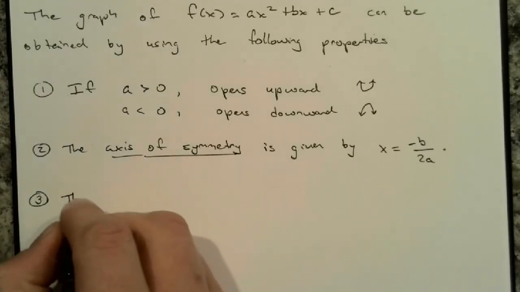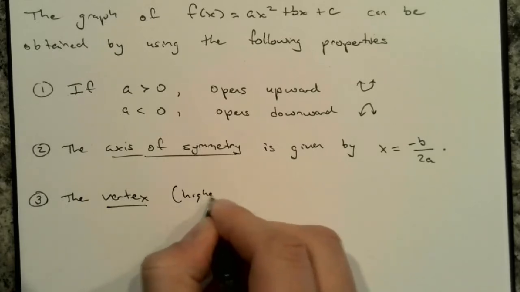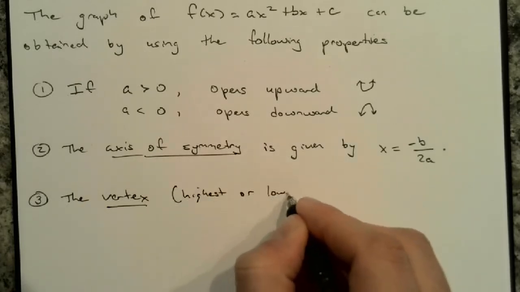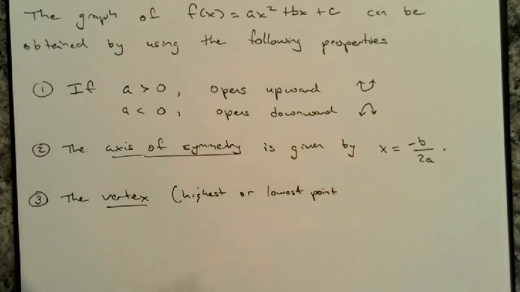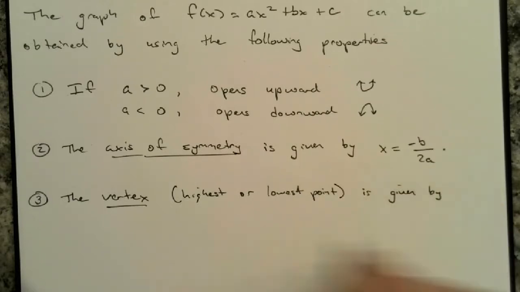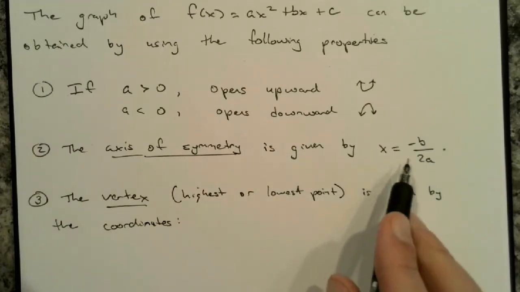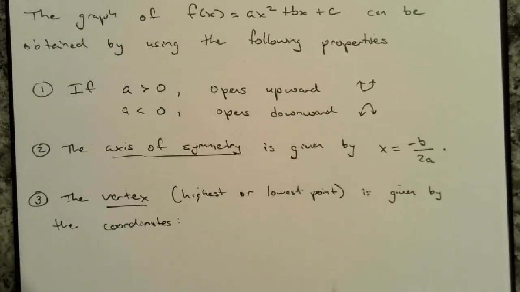The third thing we look for is the vertex. When I say the vertex, we're really talking about the highest or lowest point of the parabola. It's based on if it opens upward or not. So if it opens upward, the vertex is the bottom, right? It's the lowest point. If it opens downward, it'll be the highest point. So the vertex is either the highest or lowest point and is given by the coordinates. And the coordinates come from, the axis of symmetry is the x value because it has to split it right in half, so it goes through that vertex. Either the bottom of the U or the top of the U.